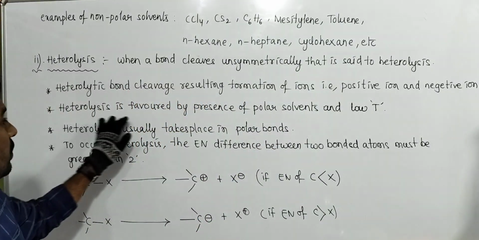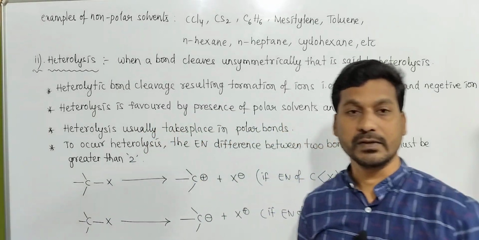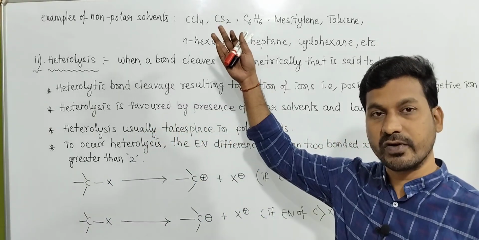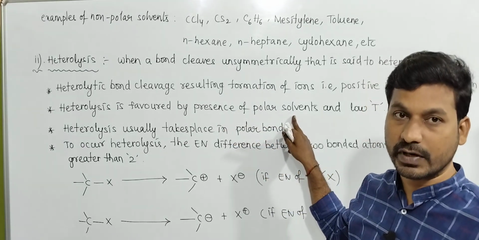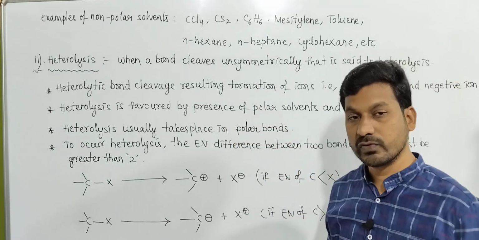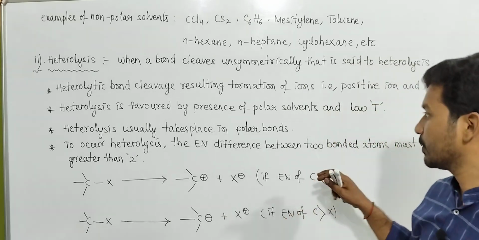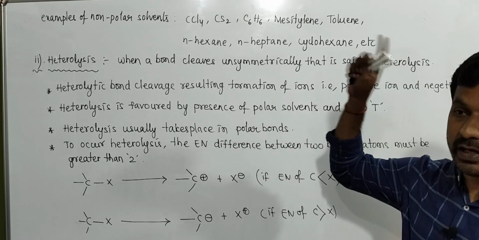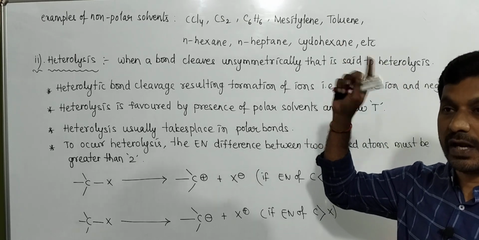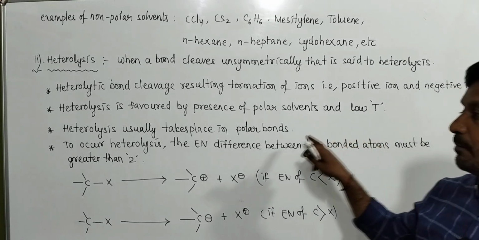Heterolysis is favored by polar solvents. Homolysis is favored by non-polar solvents. Heterolysis is favored by polar solvents. Polar solvents are of two types: polar protic solvents and polar aprotic solvents. I will explain later. Next, temperature. Homolysis is favored by high temperature and the presence of UV light, but heterolysis is favored by low temperature.